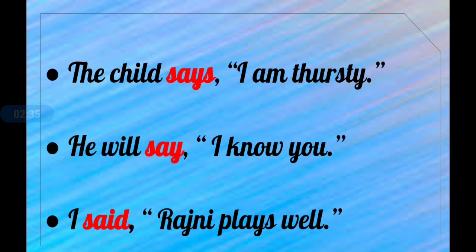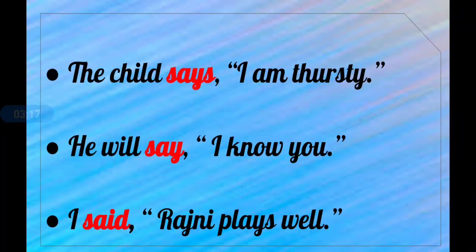Let's see some examples. The child says, "I am thirsty." So before the comma we can observe says, which is the verb. And this verb which introduces the direct sentence which is there in the quotation marks, that verb is called as reporting verb. And what is the direct sentence here? I am thirsty. So whatever the child says, I am not changing anything. I am repeating exactly what he said. I am thirsty. And I also repeated the same. Then it is called as direct speech.